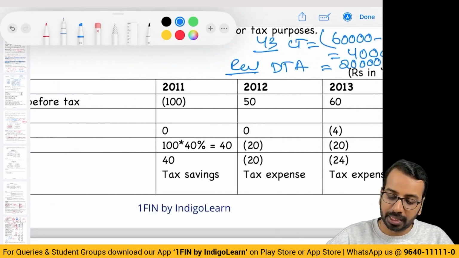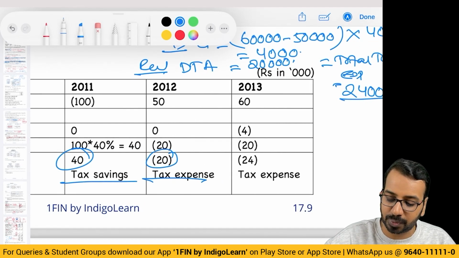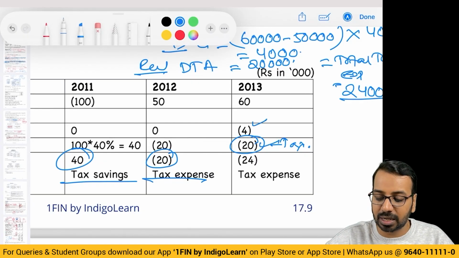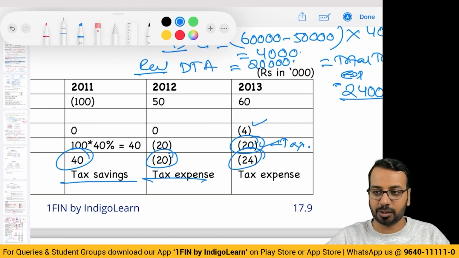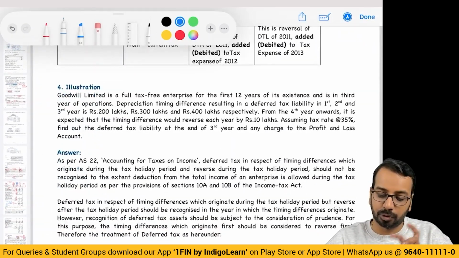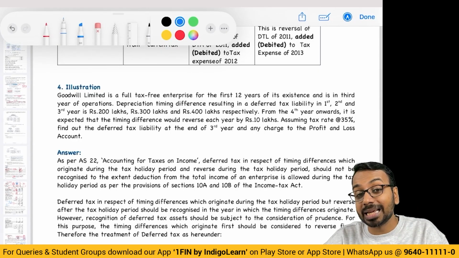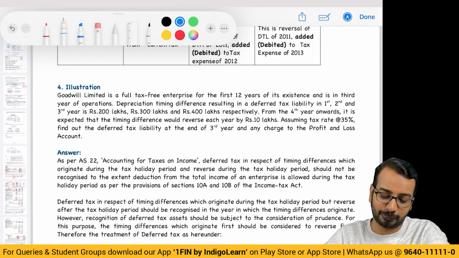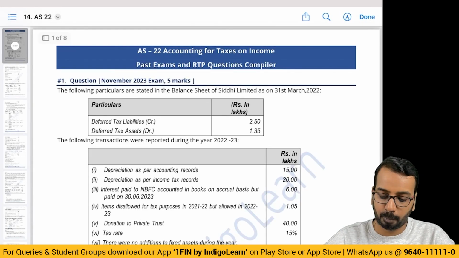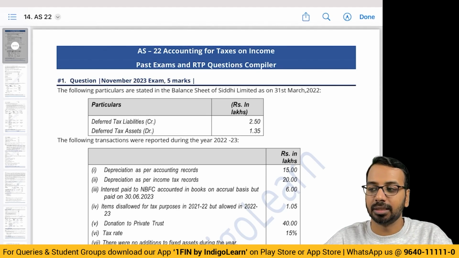So what you will do? In the first year, deferred tax asset, tax savings. Second year reversal, tax expense. Third year reversal, this also becomes tax expense. Current tax plus deferred tax will make the total tax expense. Okay, that is how the matching concept works when there is a profit, when there is a utilization of brought forward losses. Now, some questions, and we'll see how to handle, how to quickly compute in the examination.